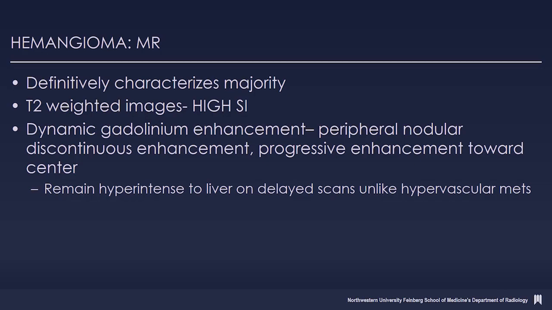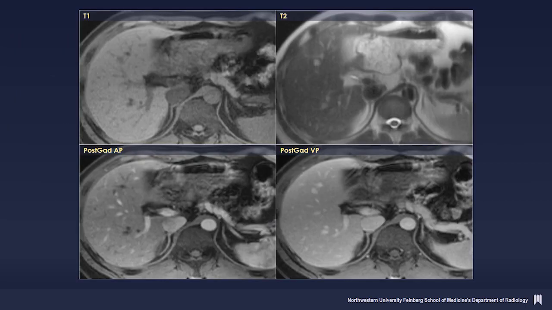to vessels, although it doesn't always have to be, but that's a good control to see that peripheral nodular enhancement. So MR can definitively characterize the vast majority. On T2 weighted images, they're classically high signal intensity. They've been described as light bulb bright, but in my experience, a lot of times they're not as bright as a light bulb. And following contrast, similar to CT scan, you're going to see that peripheral nodular discontinuous enhancement with progressive enhancement toward the center, and you want it to remain hyperintense to liver on delayed images, unlike hypervascular metastases, which may wash out.